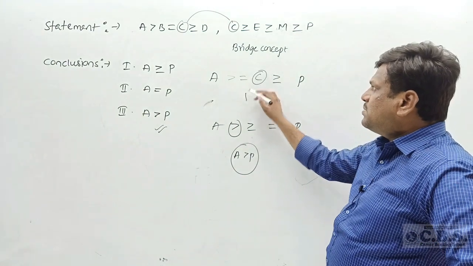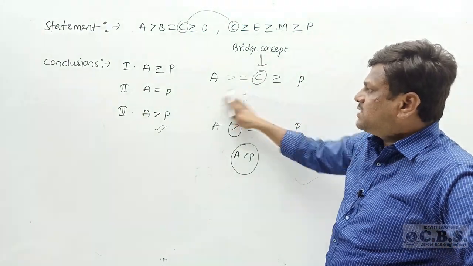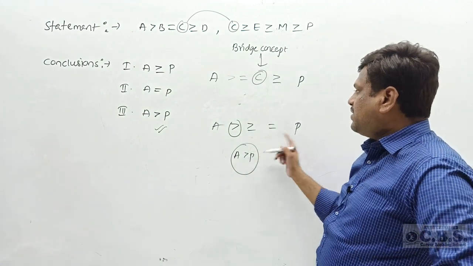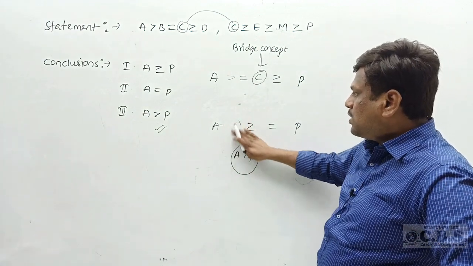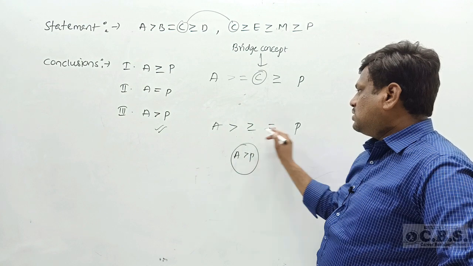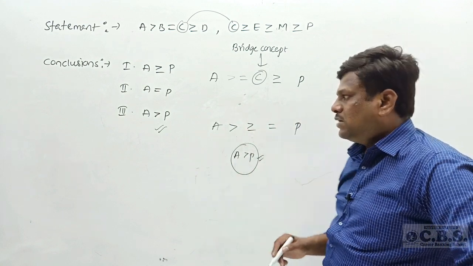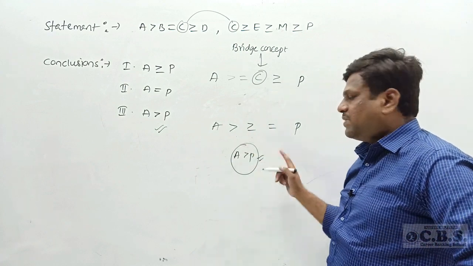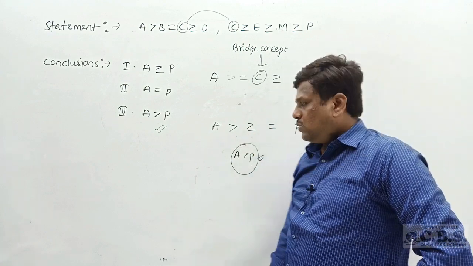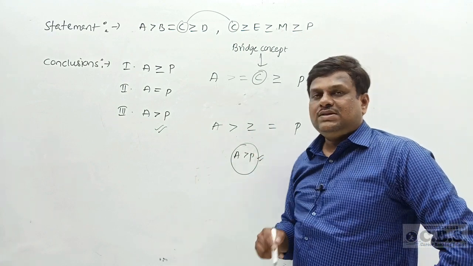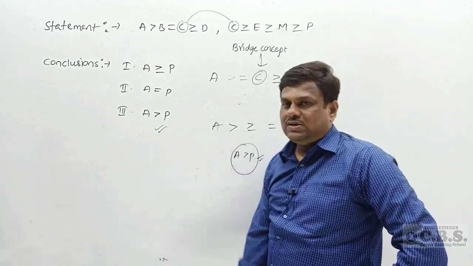C is a bridge element. You can go on from the statement. So therefore the symbol between A and P is more than. More than or equal to and equal: what is the first preference? More than. This is the first rank, second rank, third rank. So 500, 100, what preference do you give? Choose a note from the wallet. More than. So the answer A more than P is the right answer. Option third is the right answer.